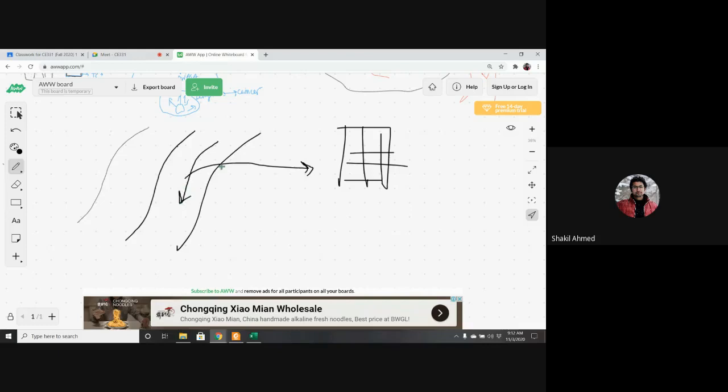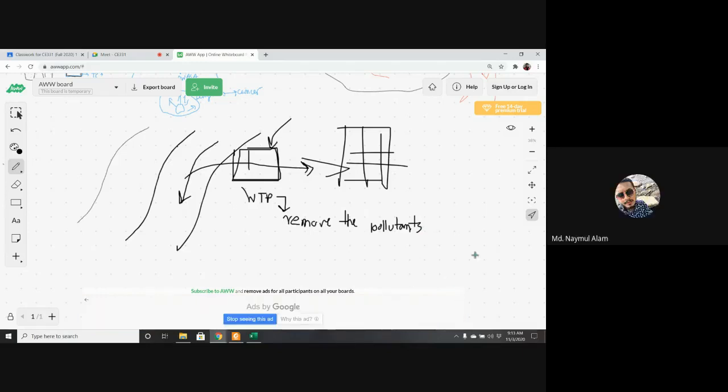So before you supply it, you need to treat the water in a water treatment plant, WTP, and you need to design this water treatment plant. What is the function of this water treatment plant? The function is to remove the pollutants. Is it clear? Yes, sir.